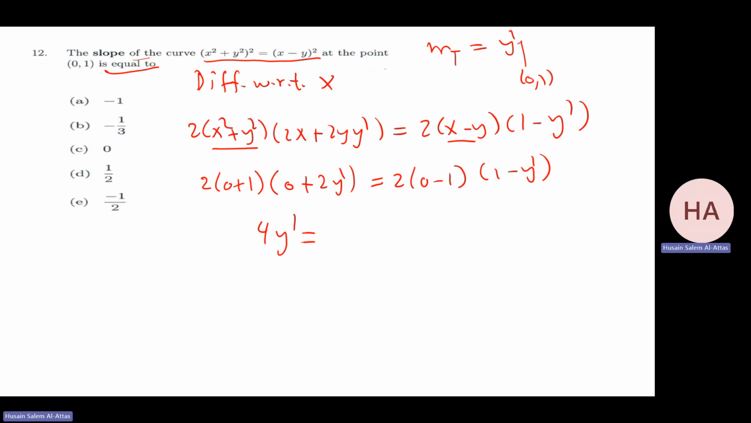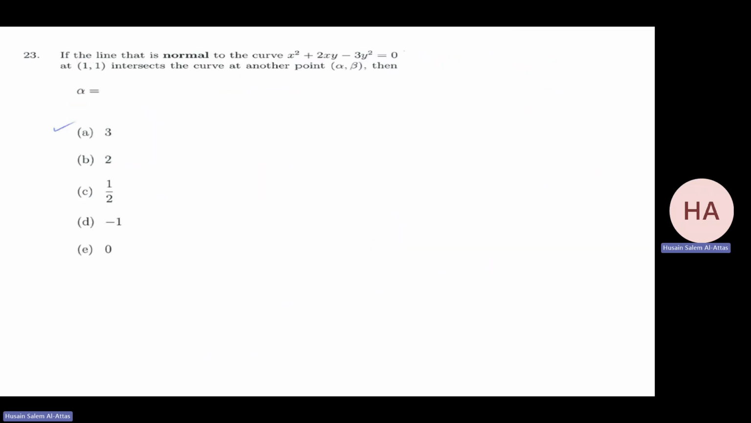Okay, 4y prime. And there I have what? Minus 2 plus 2y prime. So that implies 2y prime equals minus 2. So y prime equals minus 1, which is this one. Nothing is there. If the line that is normal to this line intersects the curve at another point.